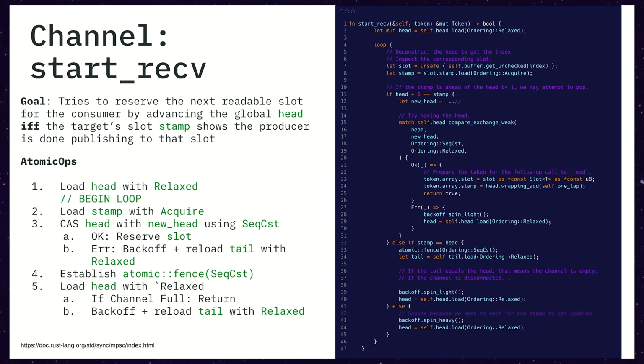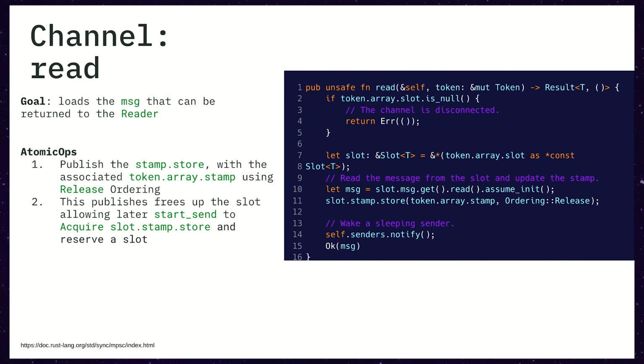Same thing happens with start receive. I won't go through the details. It's the exact same, but now all operations happen on the head side, and it still follows the load using relaxed. It does an acquire as well to get the load from the stamp. It tries to push the head as well using sequentially consistent ordering, and similar operations will happen on that side. And here's the read method. We just read the value and return the message at the bottom, and you get to see it on the other side of the channel.